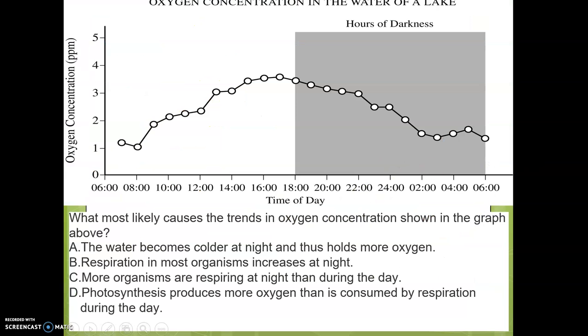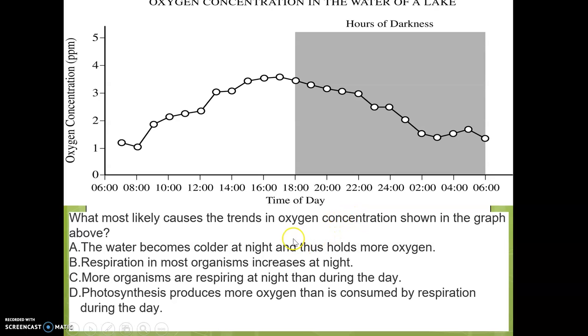Let's look at another question here. We have oxygen concentration in the water of a lake as time goes on. Here, obviously, it's sunlight, during the day. These are the hours of darkness. We see that the graph is decreasing as it gets later. They want to know what causes the trends in oxygen concentration shown in the graph above.